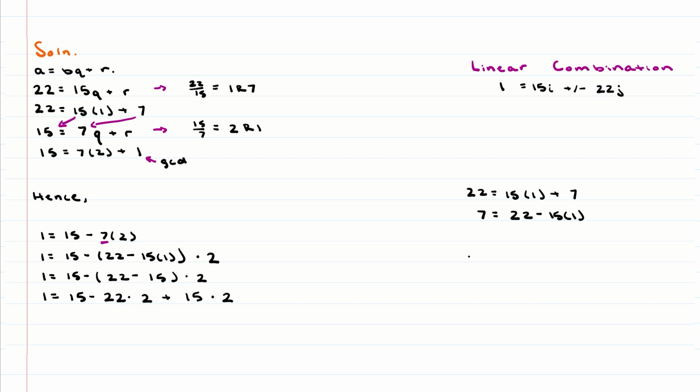And notice how we have 3 15s here. We've got 15 times 2, and then we've got a standalone 15 as well. So we can combine these 15s to get 15 times 3, and then minus the 22 times 2. And this is our linear combination. And there you have it. We've written the greatest common denominator of 15 and 22 as a linear combination of those two numbers.